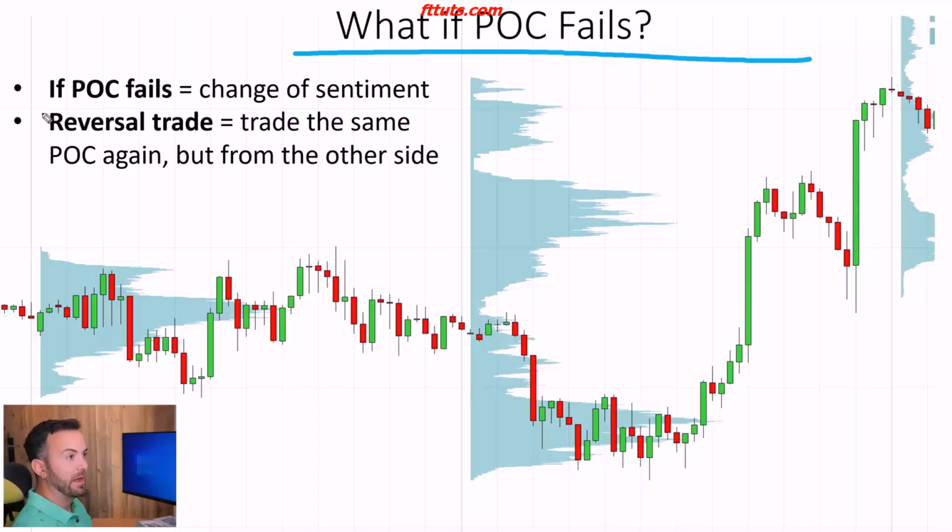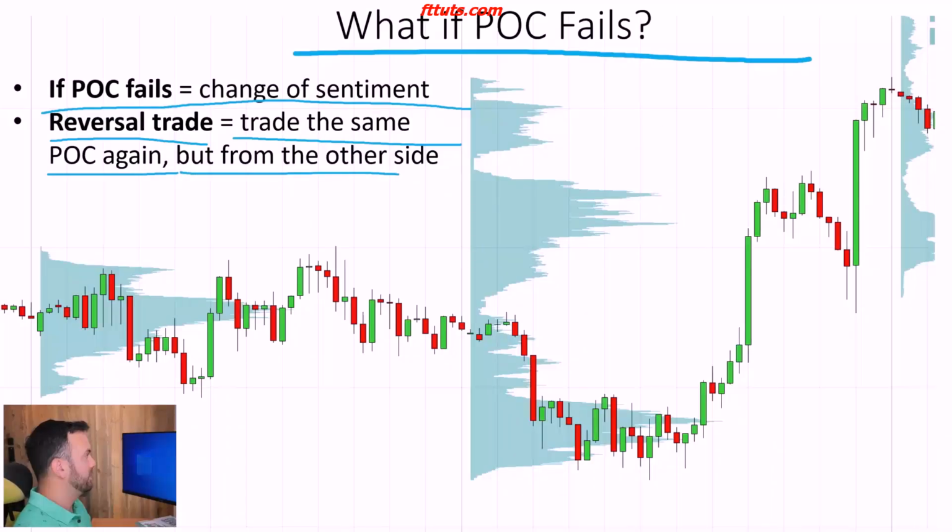So if the point of control fails, that means that there is a change of sentiment. And what you can do is take a reversal trade. A reversal trade is when you trade the same point of control again, but from the other side. Let me show you. It will be easier if I do a little drawing here.